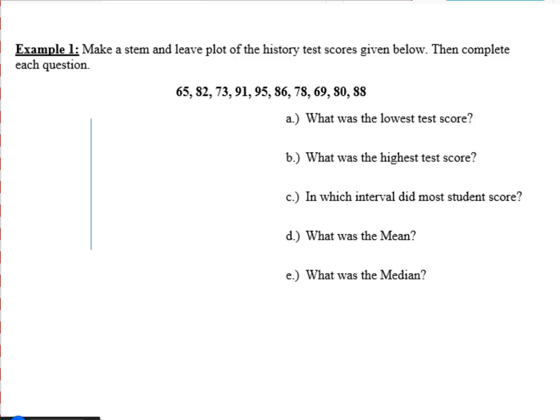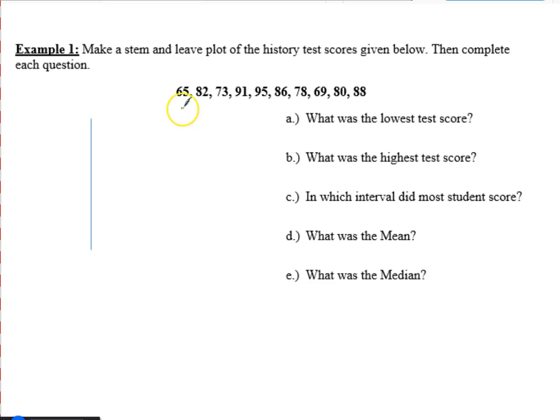Now we are going to look to build our own stem and leaf plot. If I look here, all of these numbers are two-digit numbers. So when I set up my stem and leaf plot, the stem is going to represent the tens column, and the leaf is going to be the ones column. I'm going to start by putting the numbers in order.